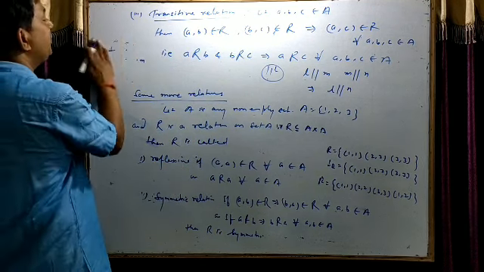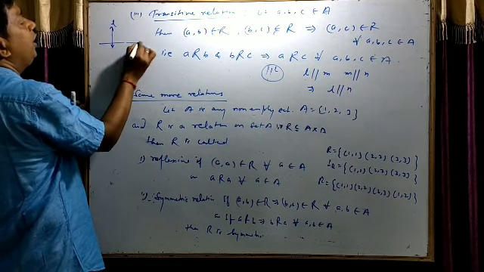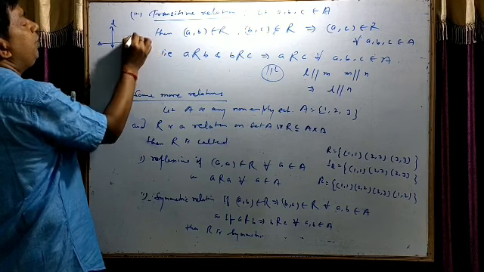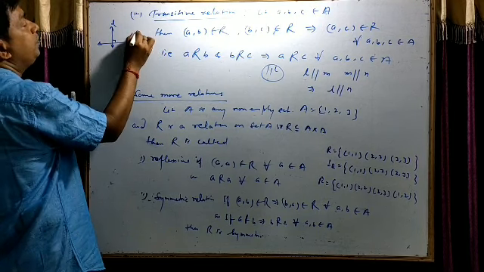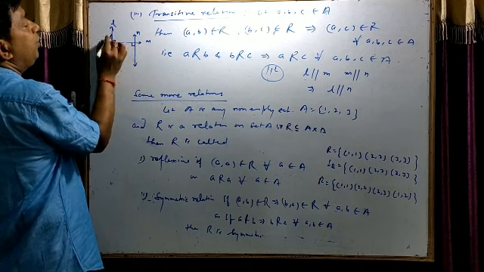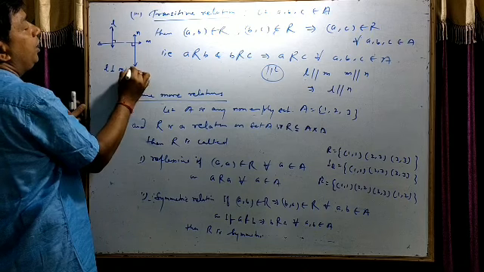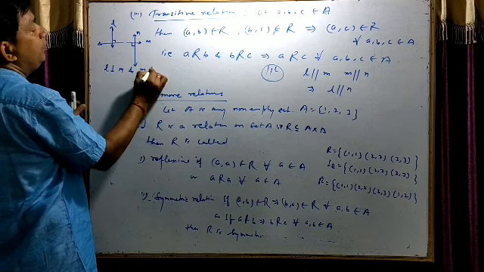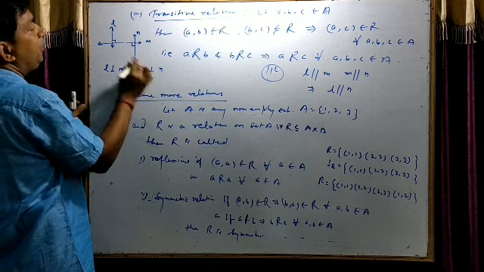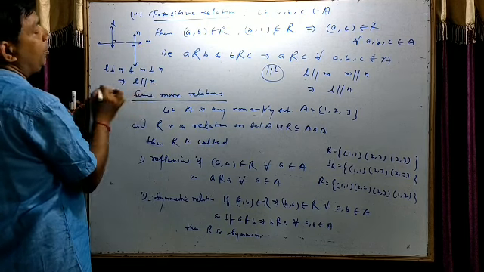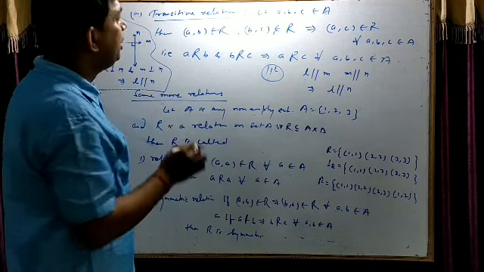So see here, suppose L is perpendicular to M and M is perpendicular to N. Then what about L and N? What it implies is L is parallel to N, not perpendicular. So the perpendicular relation is not transitive.